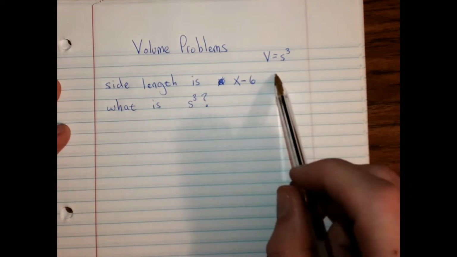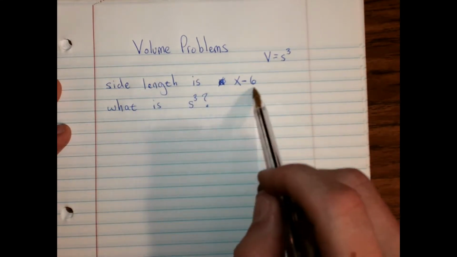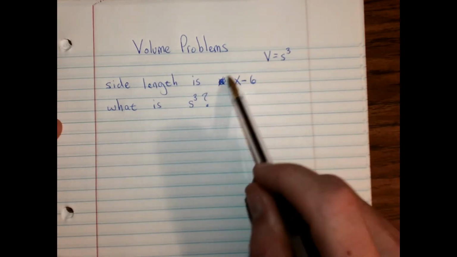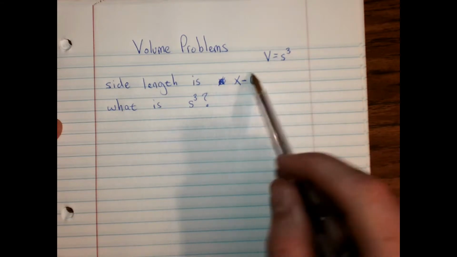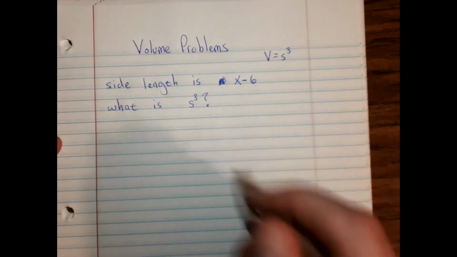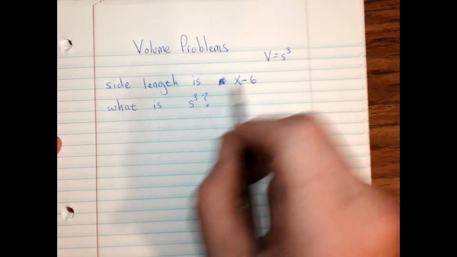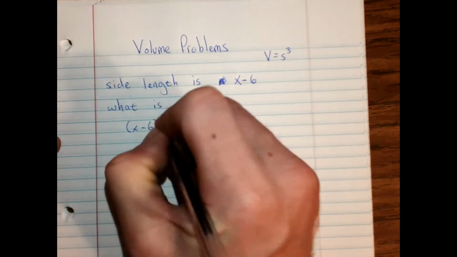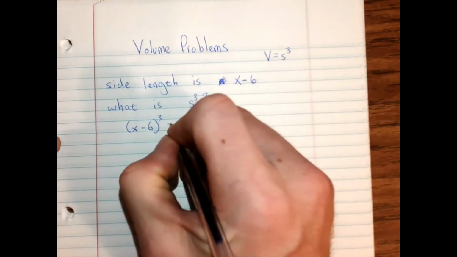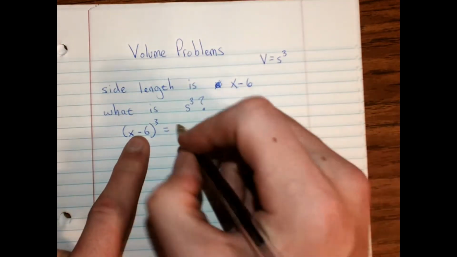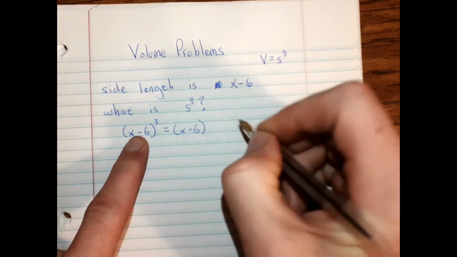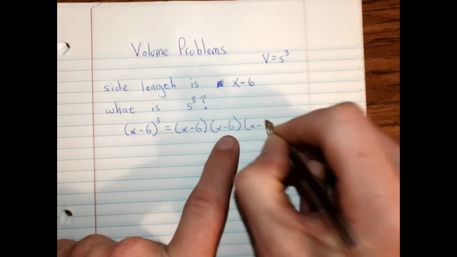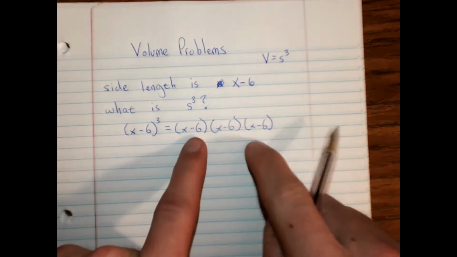So a typical volume problem, you'll be given a side length and you'll be asked to cube it. So that would be finding the volume of a cube: the side length cubed, or multiplied by itself 3 times. So you're just going to take that side length and plug it in here for (x minus 6) cubed. And of course that's the same thing as x minus 6 times x minus 6 times x minus 6. We are cubing that side length.